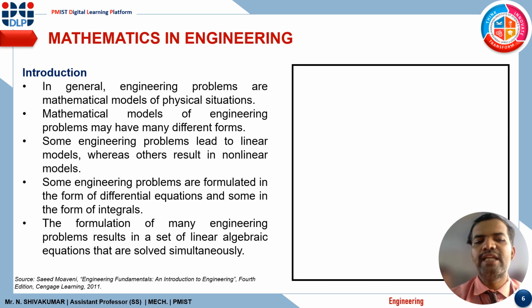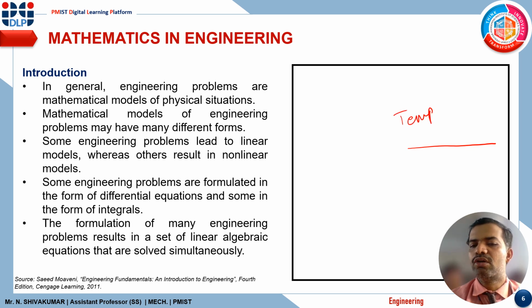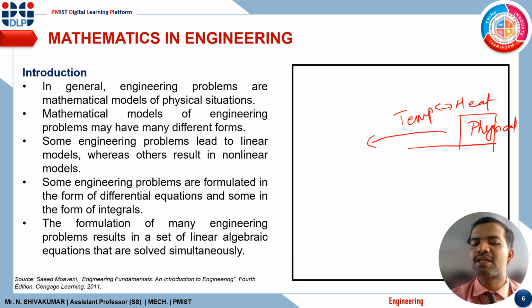So in general, engineering problems are mathematical models of physical situation. So what is a physical situation? So the real time situation. Say for example, if you want to measure the heat, so we have to use the temperature scale. Okay. So likewise, there are different scenarios that we call it as physical situation. So all physical situations can be expressed as mathematical equations.